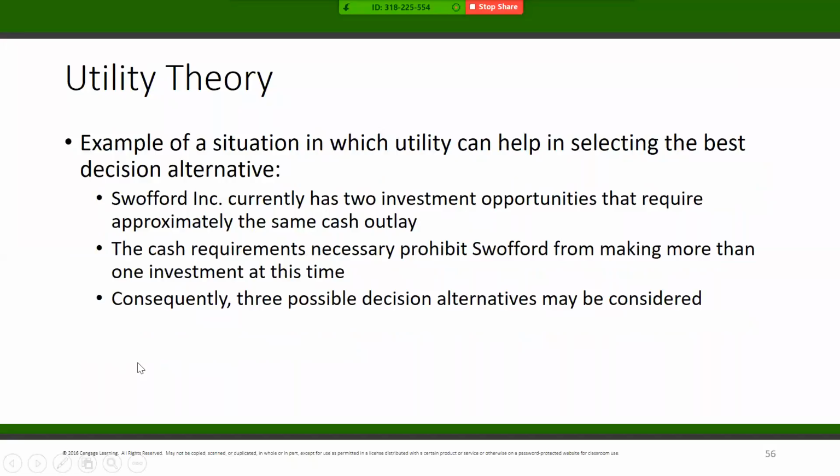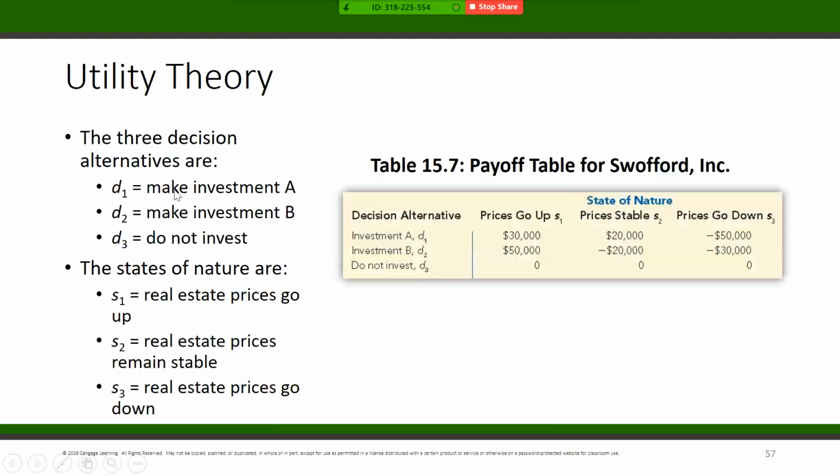So, an example of a situation in which utility can help in selecting the best decision alternative. We're going to use Swafford Inc. It currently has 2 investment opportunities that require approximately the same cash outlay. Now, the cash requirements prohibit Swafford from making more than one investment at a time. Consequently, there are 3 possible decision alternatives that can be considered.